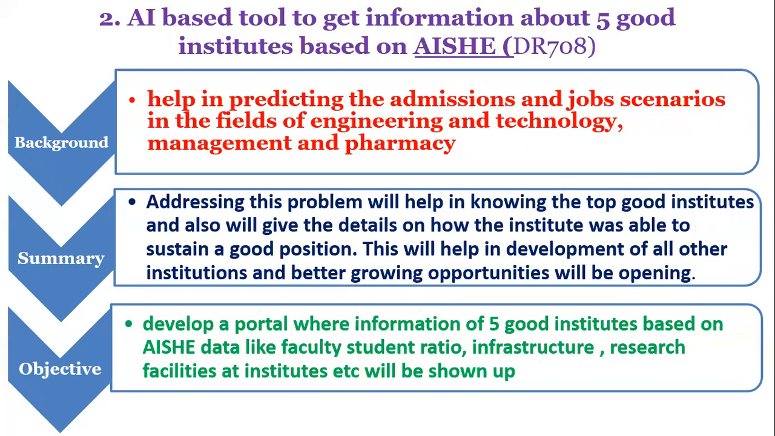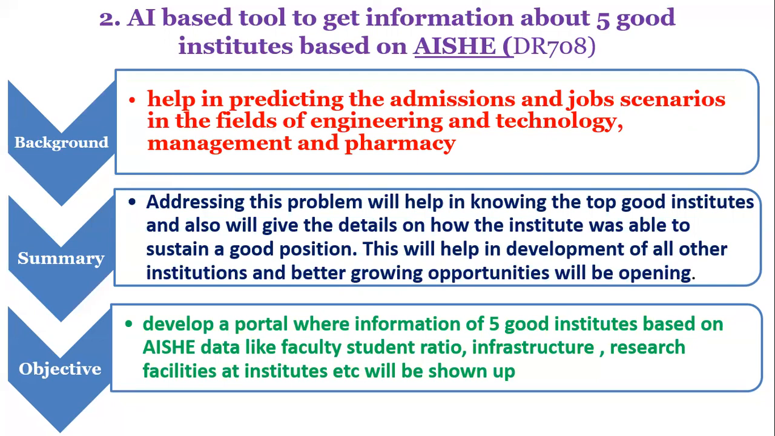The second one is an artificial intelligence based tool to get information about 5 good institutes based on AISHE, which is problem statement DR708 in SIH. AISHE is the All India Survey on Higher Education. The background is that India, as we all know, is a densely populated country, and every year more than 6 crore Indians graduate from different backgrounds with diversity in education. Almost a similar number of students enter colleges for various education to help them seek jobs.